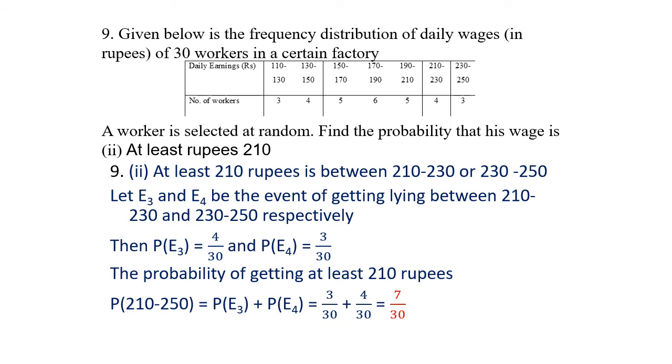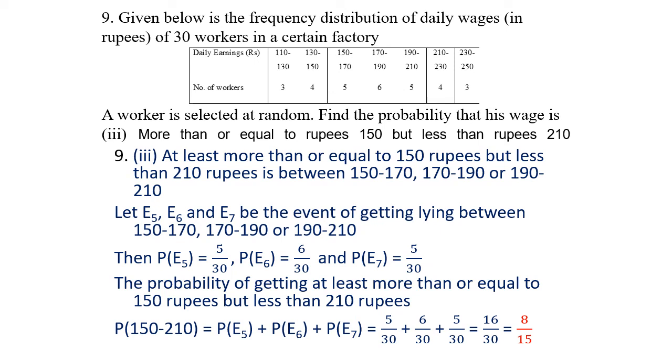The same question continues: at least 210 rupees. At least 210 rupees means it is either 210 to 230 or 230 to 250. Let us call them events 3 and 4. So P of E3 is 4 by 30, P of E4 is 3 by 30. So at least 210 rupees is the sum of both. So 3 by 30 plus 4 by 30 is 7 by 30.